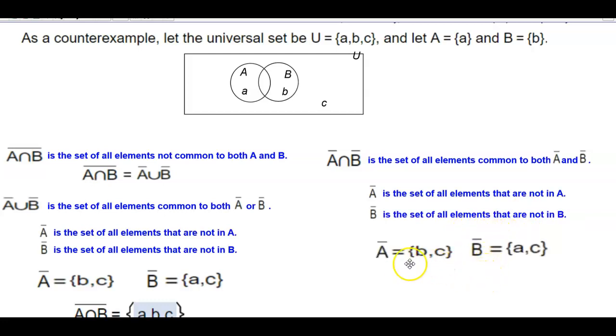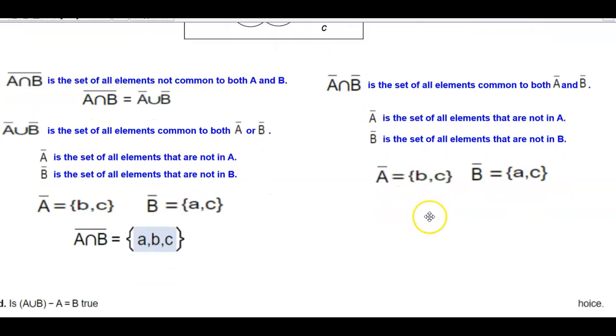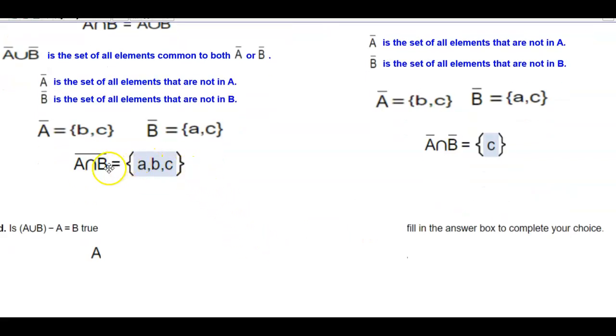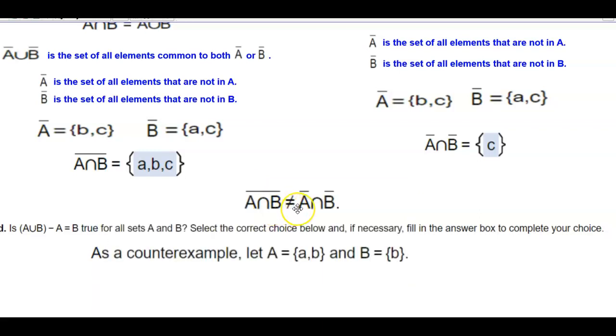So remember that the complement of A is going to be B and C, and the complement of B is going to be A and C. And so now we want to find out, what is the intersection of these two sets? Meaning, what do they have in common? Therefore, we know what they have in common is the letter C. So can we say that this is equal to that? Well, no. Therefore, it's not equal to that.